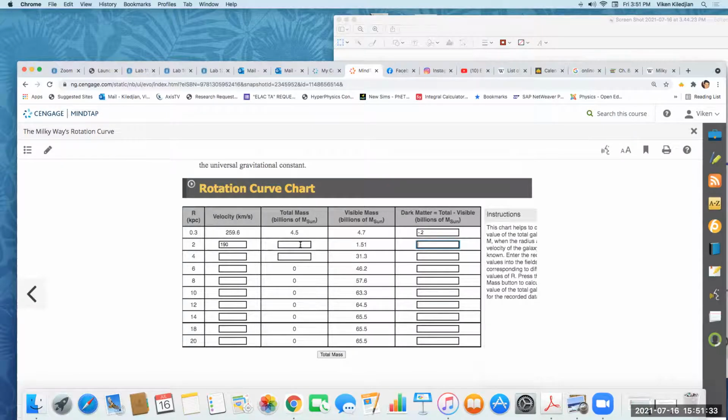Then over here, let's say we get something like that. The total mass is, of course, going to be more than 4.5. It's probably going to be something like 6.2, let's just say, billion solar masses. Because when you go from 0.3 to 2, it shouldn't increase by that much. Okay, then you're going to do total mass minus 1.51. Let's just say 6.21 minus 1.51.